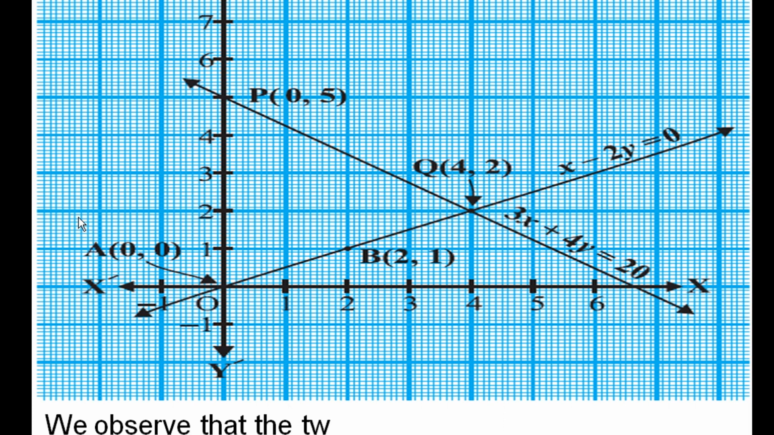Therefore children, we observe that the two lines representing the two linear equations are intersecting at the point 4 2. It means this 4 2 is the solution of these equations.